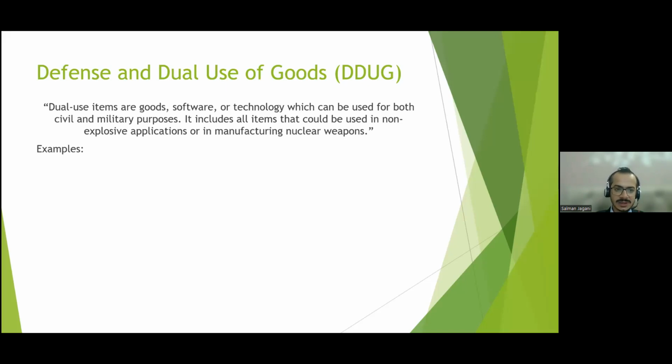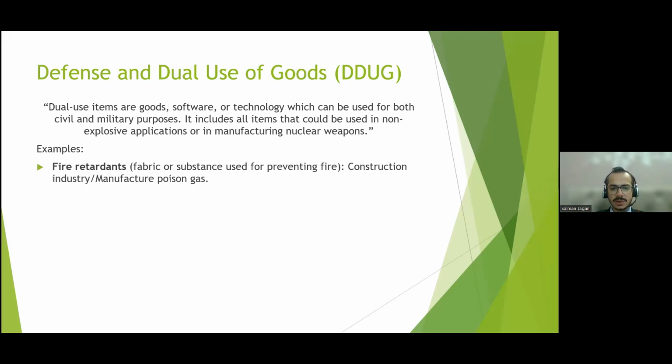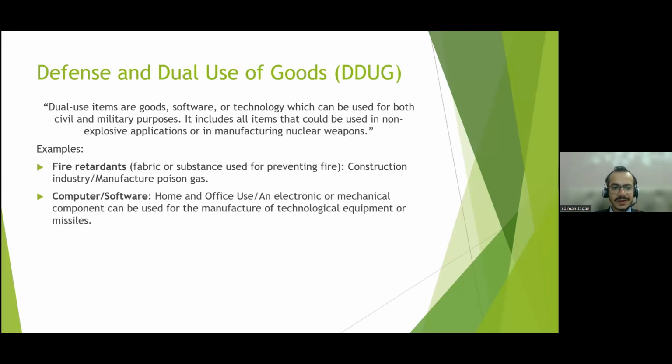Now, these are some of the examples. Fire retardants. These are basically fabric or substance which is used for preventing fire. These can be used either in the construction industry or to manufacture poison gas. Then there are computers or software, which can be used either for home or office use, or in electronic or mechanical components, which can be used for the manufacture of technological equipment or for making missiles.